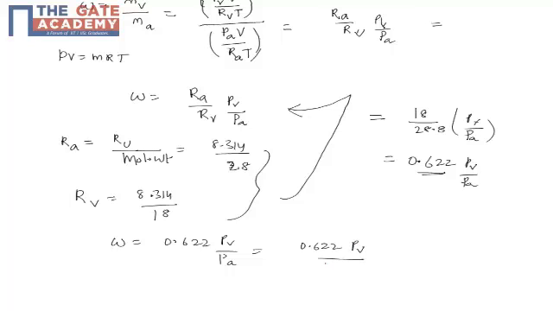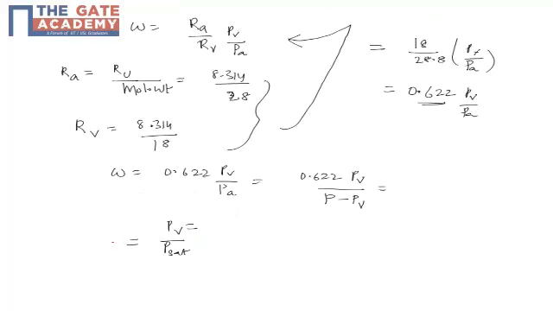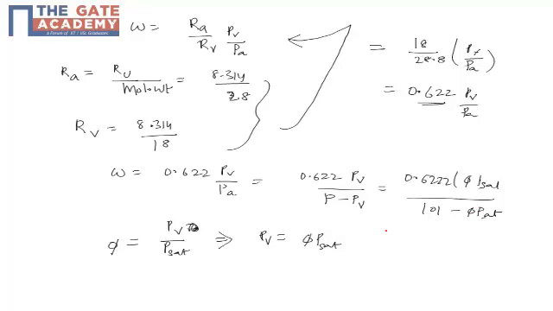Now 0.622 Pv by Pa, where Pa is the total pressure minus the vapor pressure. So total pressure P is given as 101 kPa. Now Pv we need to estimate. Pv divided by the saturation pressure at that temperature is nothing but the relative humidity. The relative humidity is given, and the saturation pressure at that temperature is given. So Pv is phi into Psat. If you substitute that, it will be phi into Psat by 101 kPa minus phi into Psat. Now you just substitute the values: 0.622 into 0.75 into 5.6, by 101 minus 0.75 into 5.6.